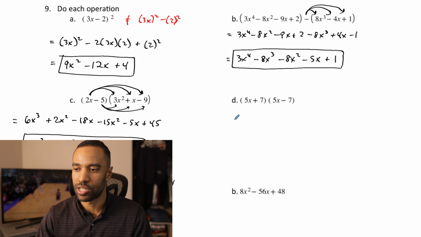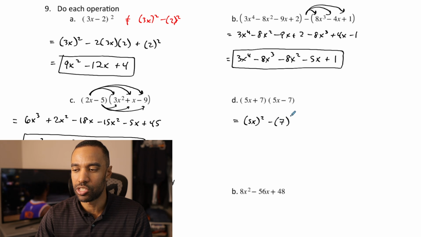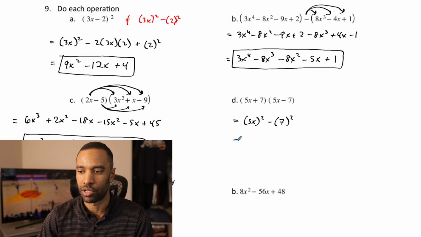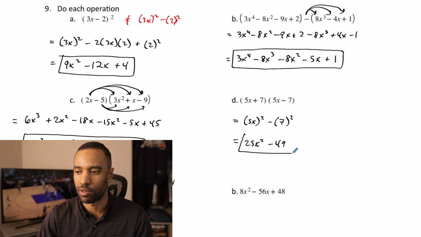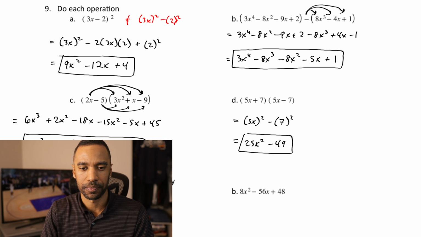Part D, there's really no work that needs to be written if you recognize this as a difference of 2 squares here, but the in-between step should be an a squared minus b squared approach. And this is where those show up. Middle terms cancel. Negative 35x plus 35x is 0. Those are gone. You're left with 5x times 5x, or 25x squared. 7 times negative 7, which is negative 49. You get 25x squared minus 49, a difference of 2 squares.